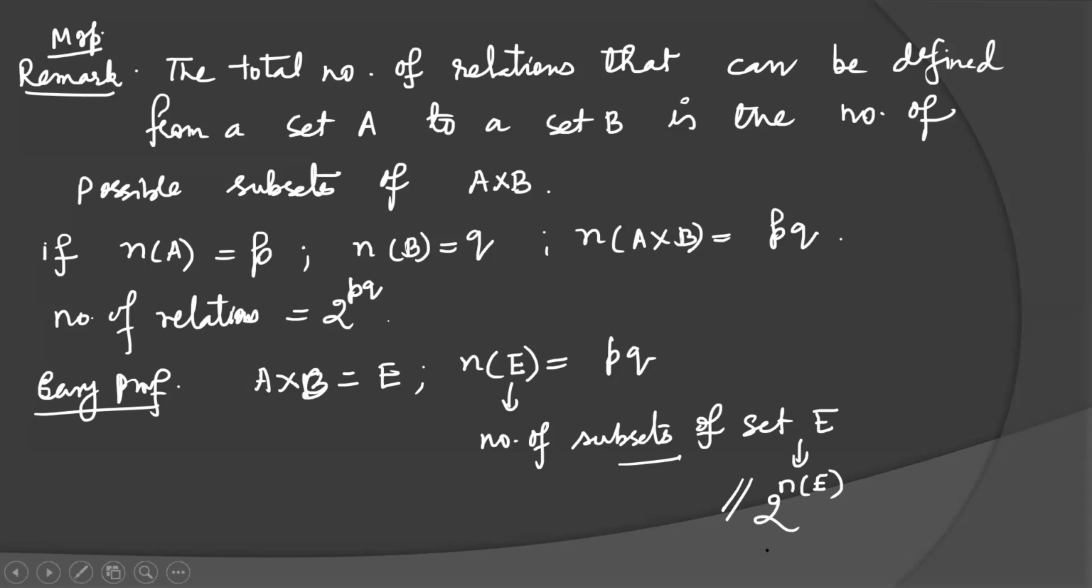And I showed you this proof using the binomial expansion in lecture 2. So it will be equal to 2 to the power of the cardinality of set E, which is PQ. So the number of subsets of A cross B is 2 to the power PQ. And all the subsets become a relation always. Phi is also a relation, called the empty relation. I'm going to discuss that one. So this is the formula to find the total number of relations from set A to set B.